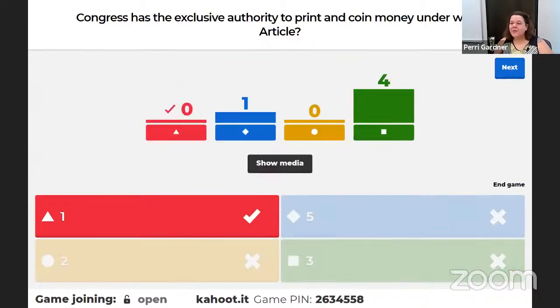Yes, Article 1, the very first part of the Constitution, concerns the powers of Congress. One of those listed powers, Article 1, Section 8, is the ability to print and coin money, a power exclusive to the federal government. The states can't print their own money. After all, that was one of the problems we experienced under our first Constitution, the Articles of Confederation. Imagine how difficult it would be if we all had different state-by-state money and coinage.